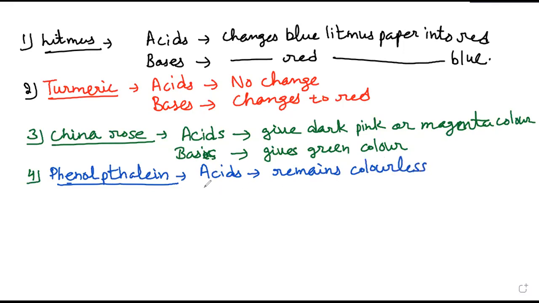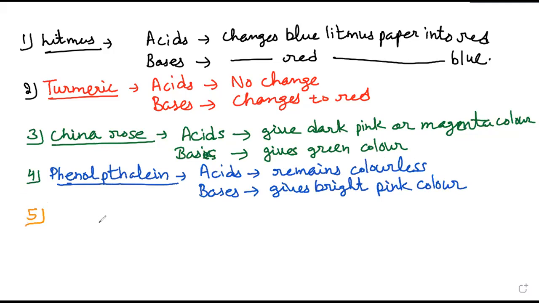With acids it remains colorless because it itself is colorless. Whereas with bases, it will give bright pink color. That is our phenolphthalein. Okay. Then last we have one more, that is methyl orange.